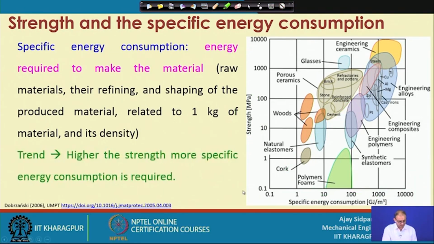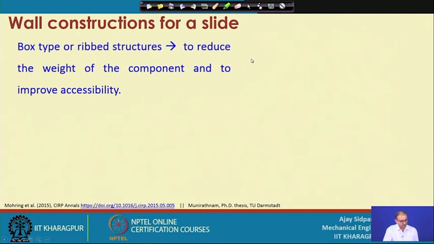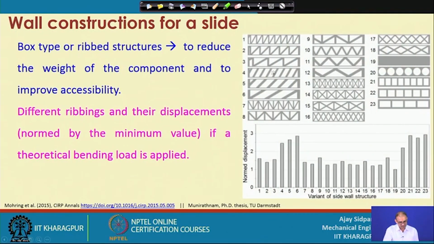So, this is the trend, that means the higher the strength, the more energy consumption is required, which is what this diagram shows. Just draw this, most of the things are balanced in both directions. So, this is the trend, right. Now, wall construction for a slide. What we need, this is something very important, so consider this example 19 first, correct.